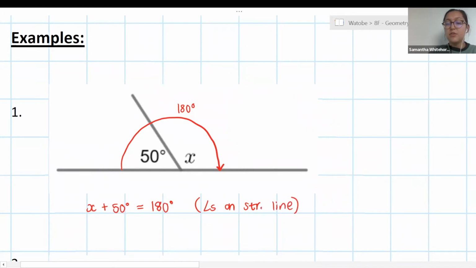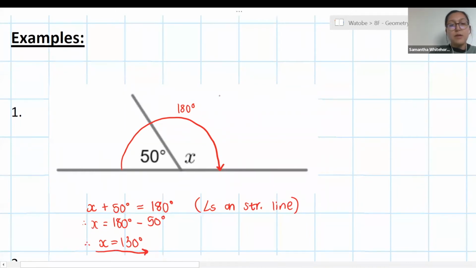Remember, guys, if you're going to make a statement, you have to give a reason. Now we solve the equation. We would have to subtract 50 on both sides. So I'd have 180 minus 50, and I'm seeing it flooding the chat, which is amazing. X is equal to 130 degrees.